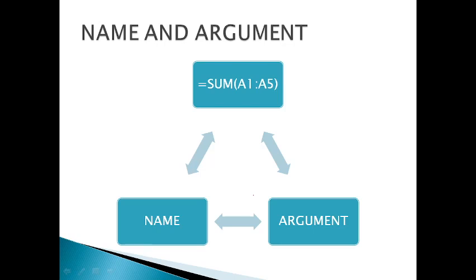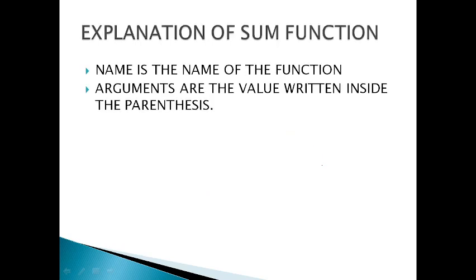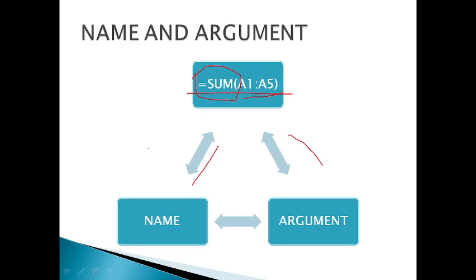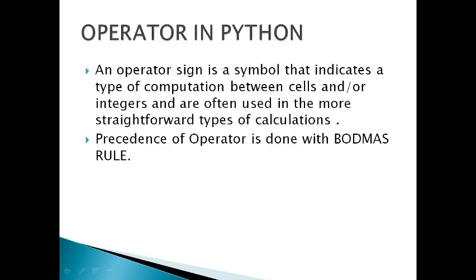Now name and argument. A formula is composed of names and arguments. So equals to SUM A1 to A5. SUM is the name of the function, and A1 to A5 is the argument. Name is the name of the function and arguments are the values written inside the parenthesis, that is, the values written inside the brackets are the arguments.